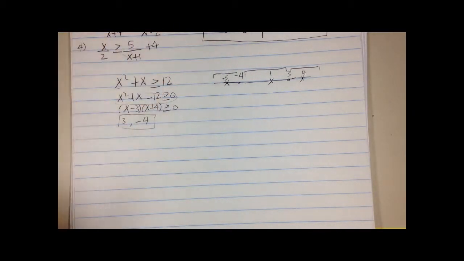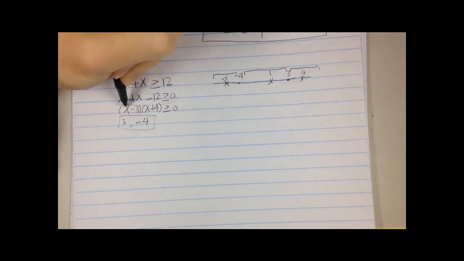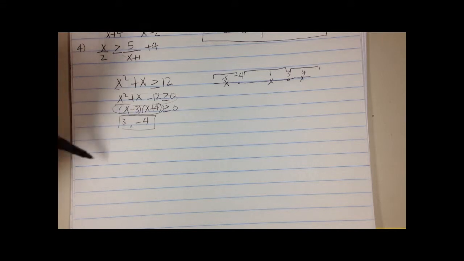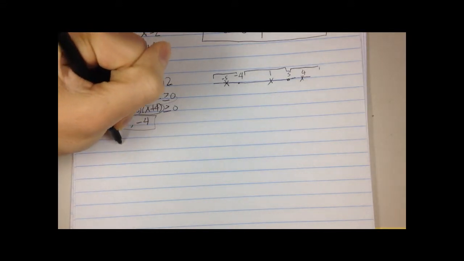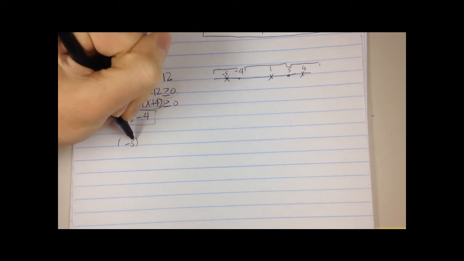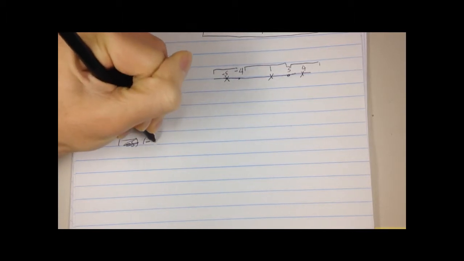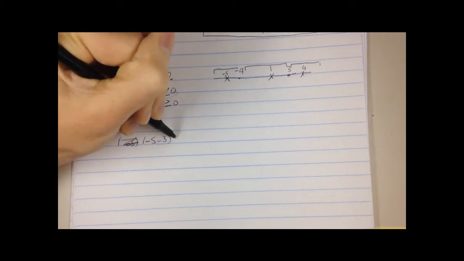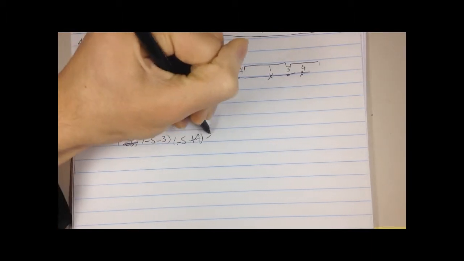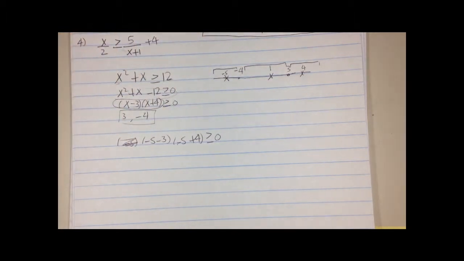And so here's how you test a point. So we have negative 5. So negative 5, we're going to plug into this inequality. So it's going to be negative 5 minus 3, negative 5 plus 4 is greater than or equal to 0.